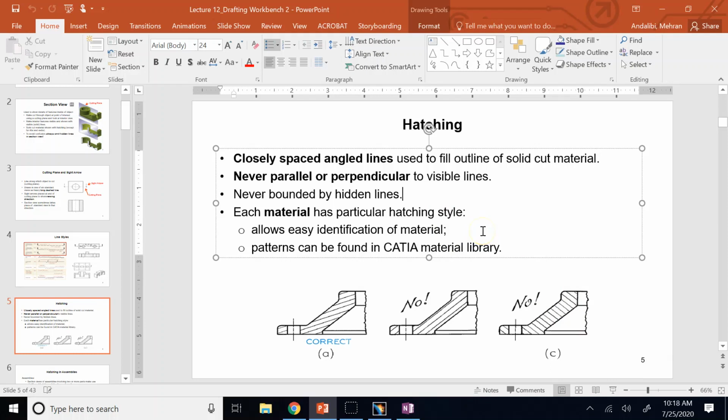The other important thing is the angles of these hatching lines should never be perpendicular to the edges nor parallel to the edges. Okay, so they should make this acute angle with the edges. So none of this is true. Again, do we need to do that? No, CATIA does it for me.